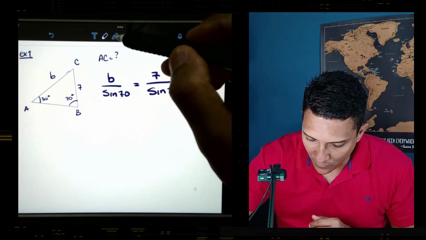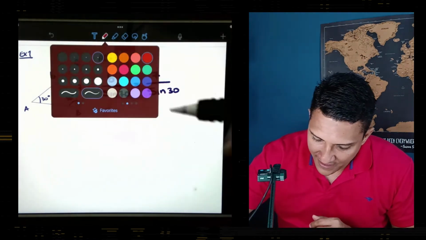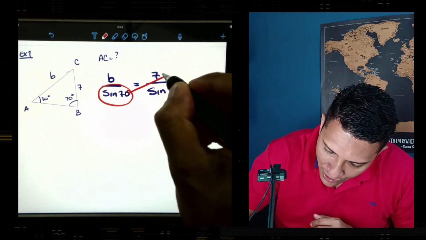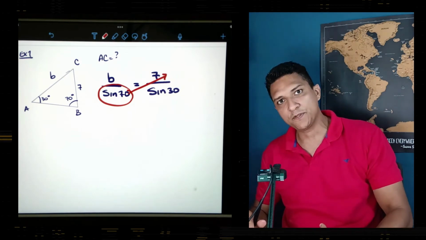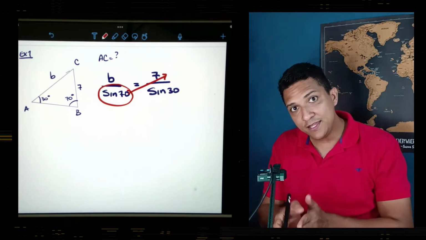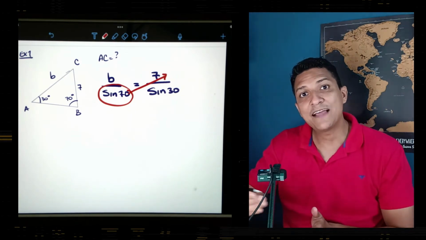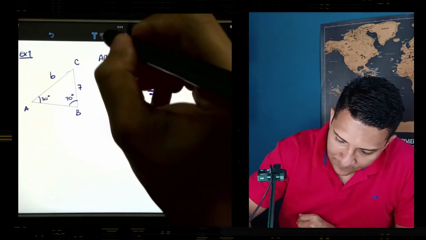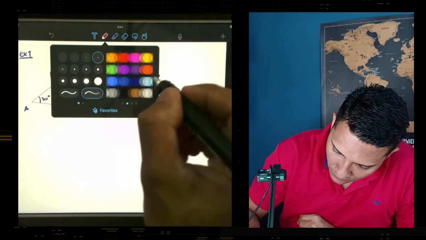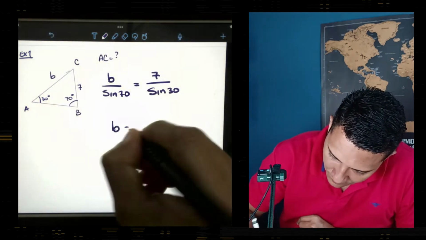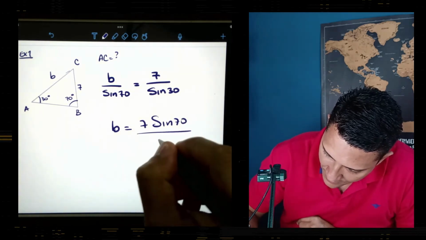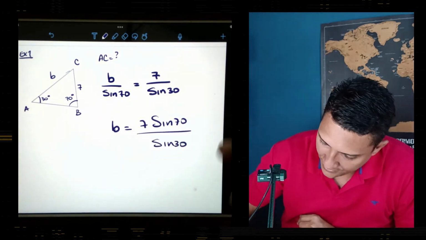Basically, what we need to understand is that this sine of 70 that is here is gonna pass to the other side doing the opposite. At this point, it is dividing, so it's gonna pass multiplying. So B equals 7 sine of 70 divided by sine of 30.